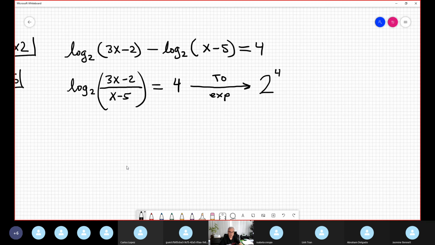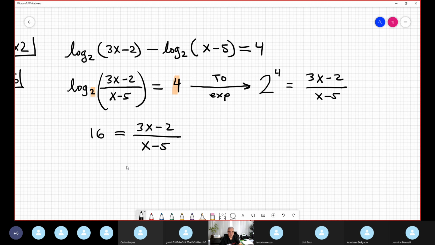Mnemonic device to remember that: this small number represents the base in the logarithm statement, and the answer of the logarithm statement is the exponent, always, right? It's equal to the rest, and the rest is the expression inside the argument, 3x minus 2 divided by x minus 5. And you compute that. 2 to the 4th power is 2 times 2 times 2 times 2, which gets 16. 16 is equal to 3x minus 2 over x minus 5.